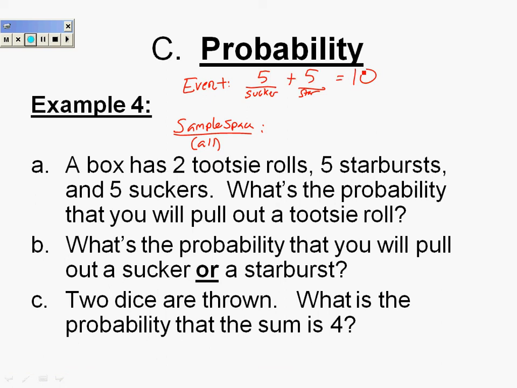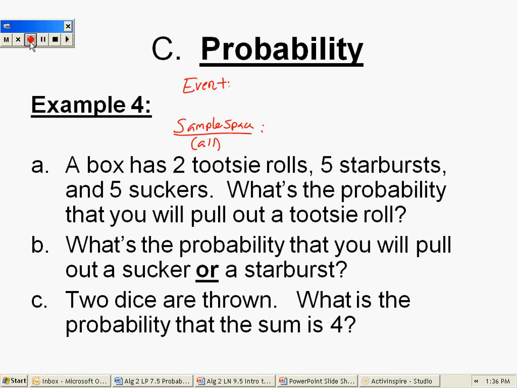Now let's do the sample space. The sample space is still 12. So my probability it's going to be a sucker or a starburst is some pretty good odds. 10 out of 12 reduces to 5/6. And what that translates to in English is for every 6 pieces of candy you take out of there, there's a pretty good chance that 5 of those are going to end up being either a starburst or a sucker. Okay, so let's go ahead and take a look at part 3 there.